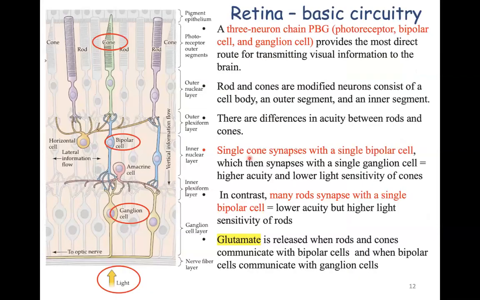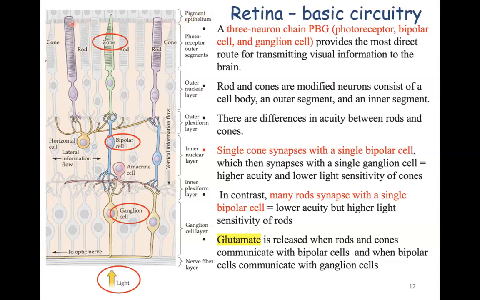All right, coming to the basic circuitry of the retina. Now there is a 3-neuron chain that we need to know. Before we go on to that, let's look at this diagram here. Light is entering the eye from here, and this is all the retina. Now this layer of cells is mostly transparent, so light is allowed to actually go directly all the way to this epithelium over here, which is the pigment epithelium.